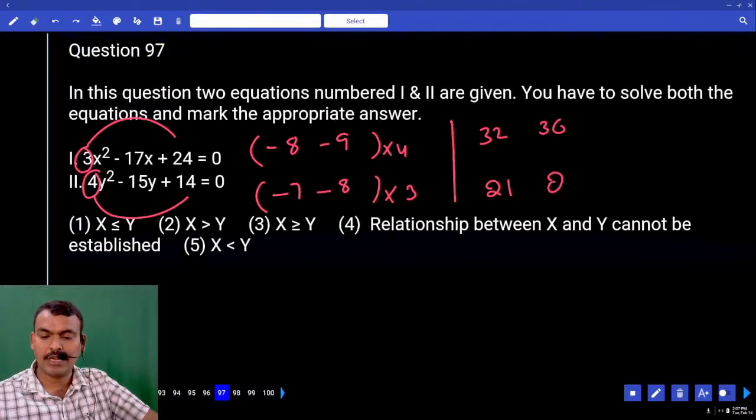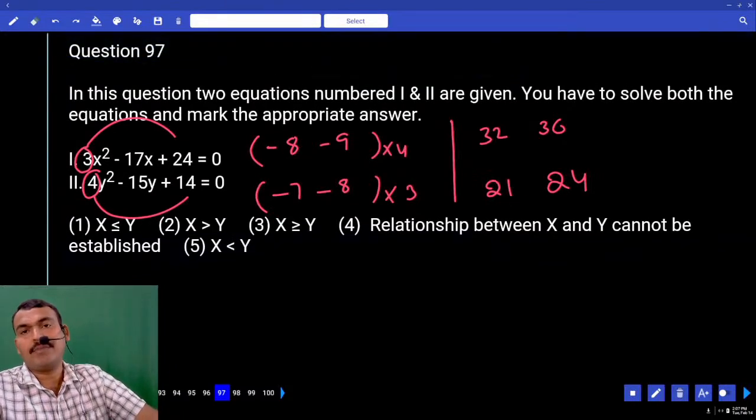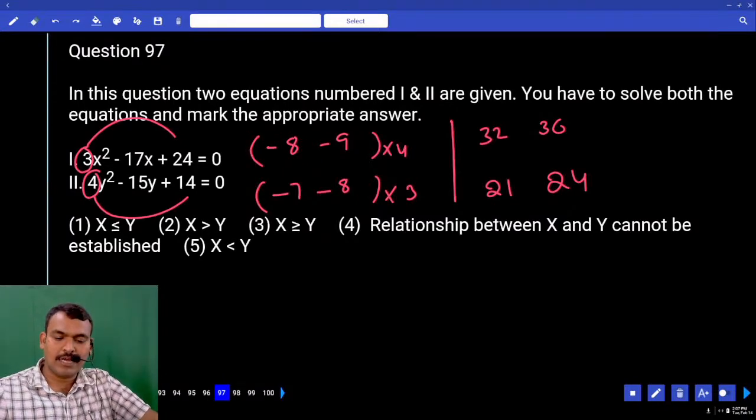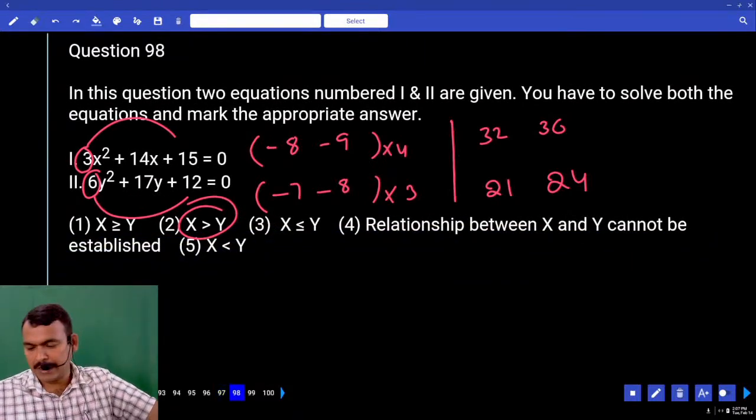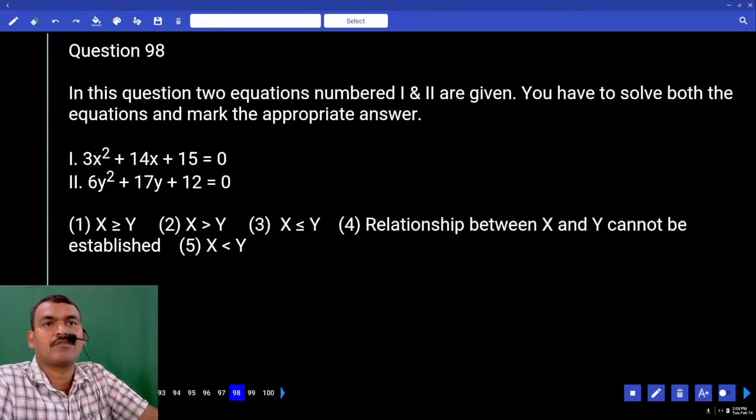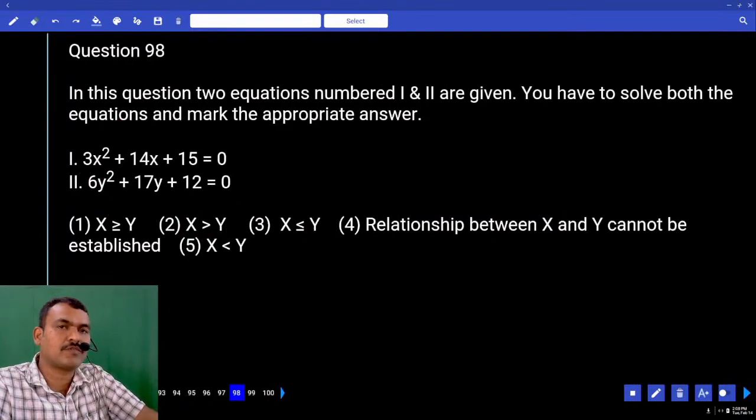Y final roots? 21, 24. 32 compared to 21, 24 greater. 36 compared to 21, 24 greater. What is the answer? X is greater than y. Next 98. What is the coefficient of x square? 3. But coefficient of y square? 6. What is the LCM of 3 comma 6? 6. 3 how many times?